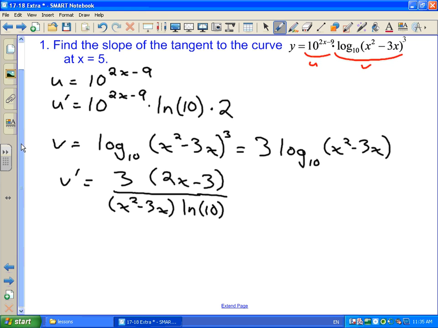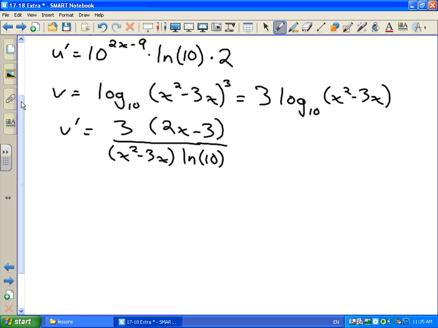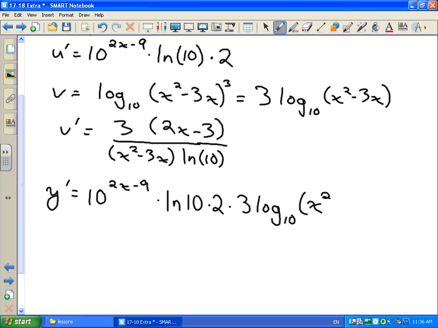So now we can put these things together using the product rule. We are going to have, let's see, where are we here? y primed is going to be u primed, which is 10 to the 2x minus 9 times ln 10 times 2, times our original function for v, and I'm just going to write this as 3 log base 10 of x squared minus 3x. Okay, so that is u primed times v.